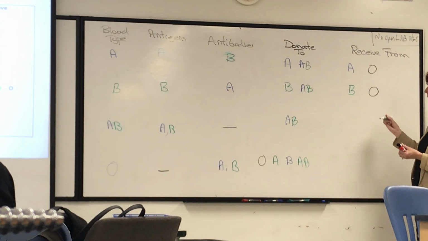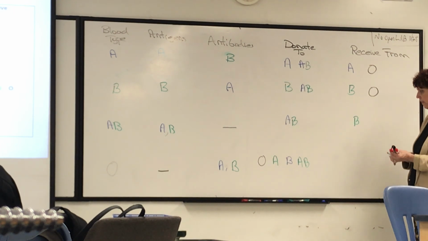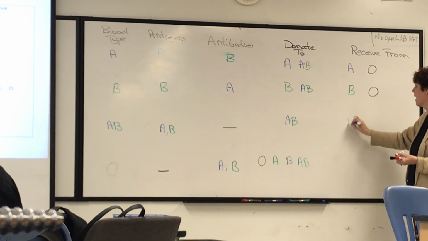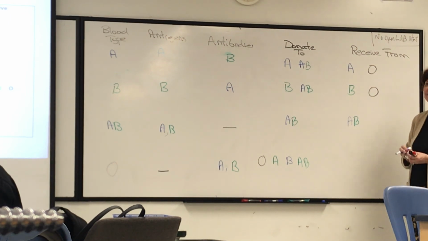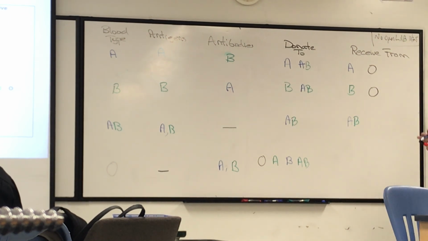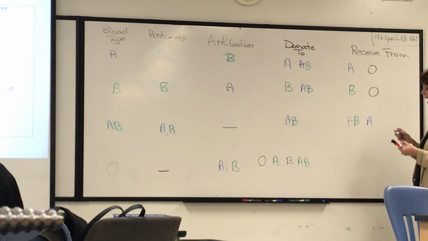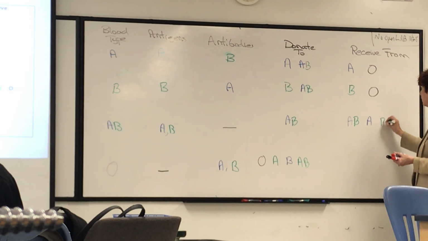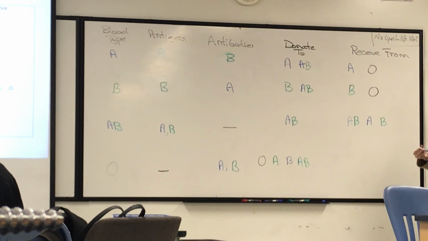All right, blood type AB. I can receive from myself. Okay? Do I have any antibodies? No. So, I can receive from A, because I have no antibodies against A. I can receive from B, because I have no antibodies against B. And I can receive from O, because there's nothing to have antibodies against if you're O. Okay?